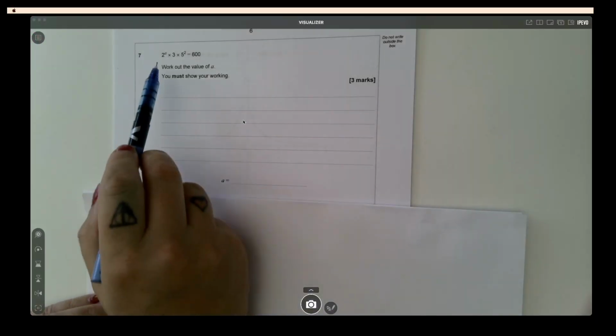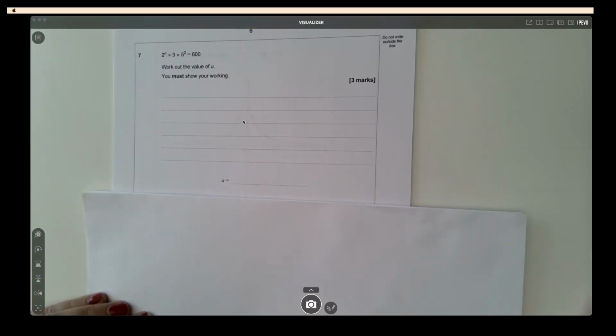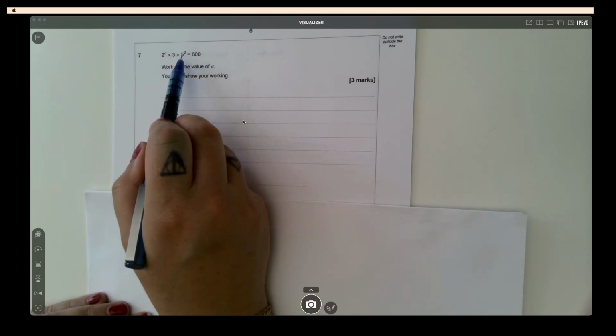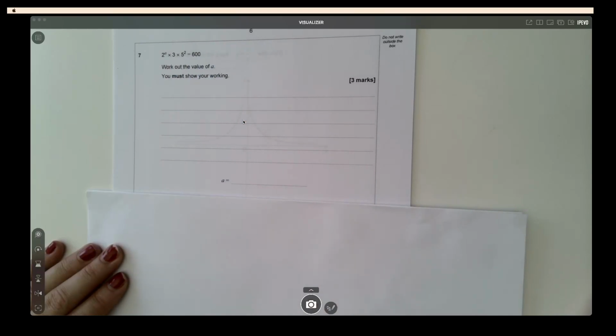Question 7. We've been given a product of prime factors with one of the powers, one of the values missing. So 2 to the power of a multiplied by 3 multiplied by 5 squared equals 600. Work out the value of a. You must show your working out.